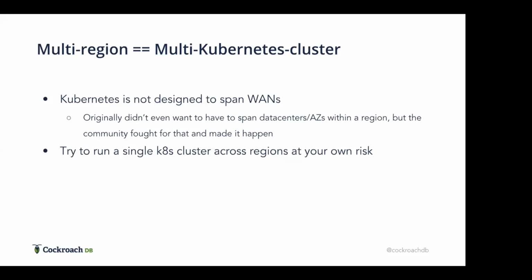And so I'm going to keep using these terms mostly interchangeably. But what this means is that if you want to run something like CockroachDB across multiple regions, you are necessarily going to have multiple Kubernetes clusters, at least one in each of those regions.